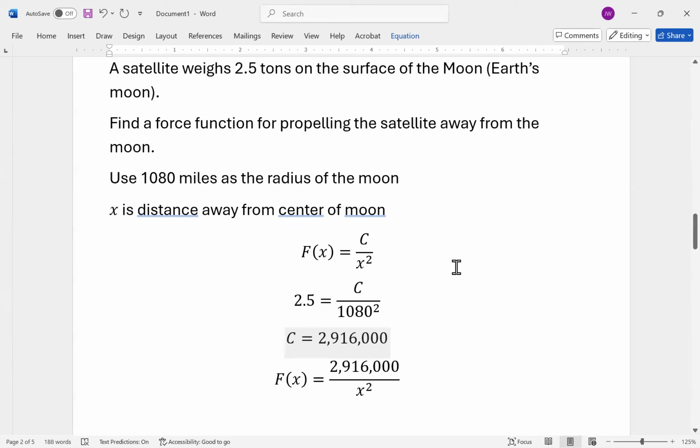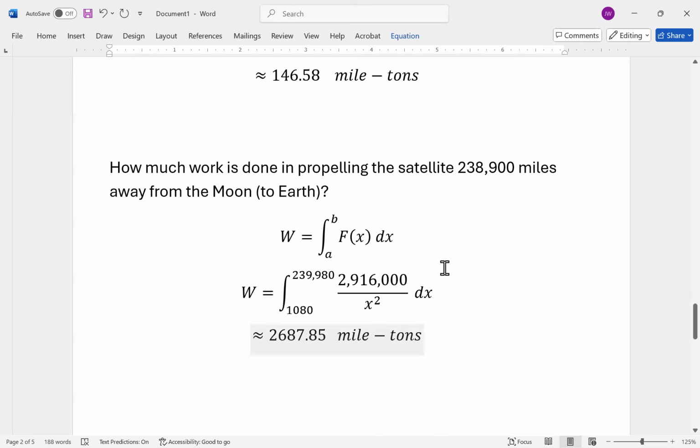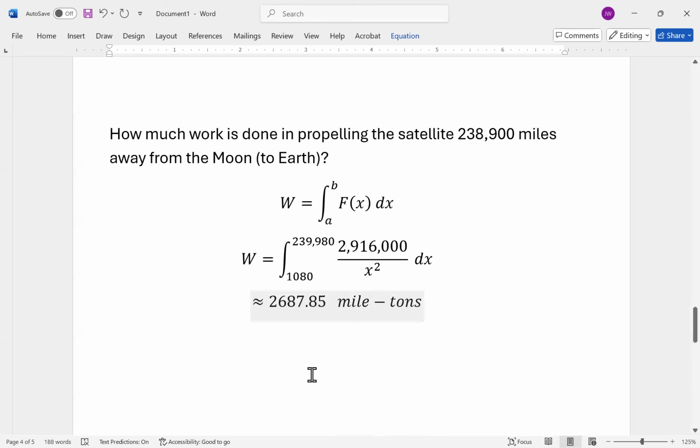So it takes less work shooting something from the moon to the International Space Station than it does shooting it from the Earth to the International Space Station. Interestingly enough. And I did a single work calculation. I didn't factor in the gravity of the Earth pulling that module once it gets close either. So there we go.